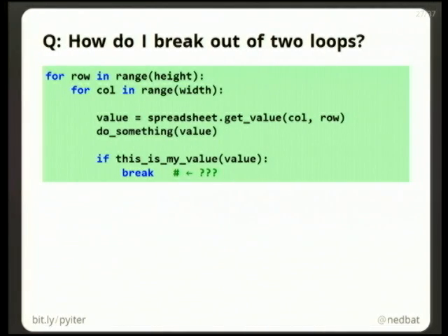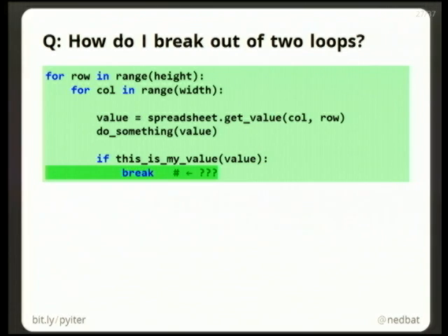Okay, another question from the integer lovers. How do you break out of two loops? Let's say you've got a spreadsheet, right? And you're searching through the cells of a spreadsheet for something. We all know how to do a search through the cells of a spreadsheet. You have two loops, right? You loop over the rows, and then you loop over the columns, and then you get the value out, and then you can do something with it, and then if this is the value you want, you stop the loop.